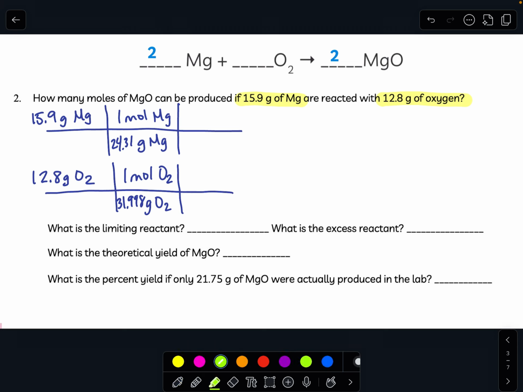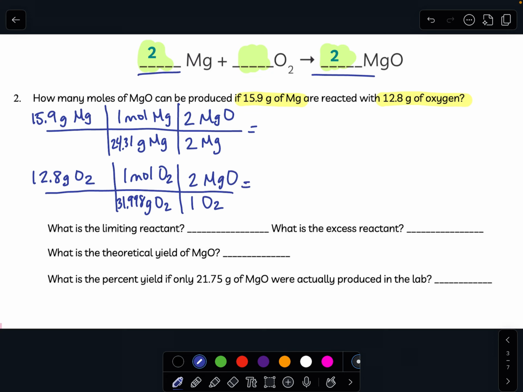So now that I'm in moles, I'm doing the exact same thing that I did in the last problem. I'm going to use my mole ratios to help me convert to the moles of what I want. So if I have magnesium on the top, that means I have to put magnesium on the bottom. And then I'm going to put the magnesium oxide on the top because that's what I'm looking for. And now I'm just going to pull my numbers from my balanced equation. So I have 2 magnesium for every 2 magnesium oxide. I'm going to do the same thing for the oxygen. Oxygen goes on the bottom. There's just 1 of those for every 2 magnesium oxides.